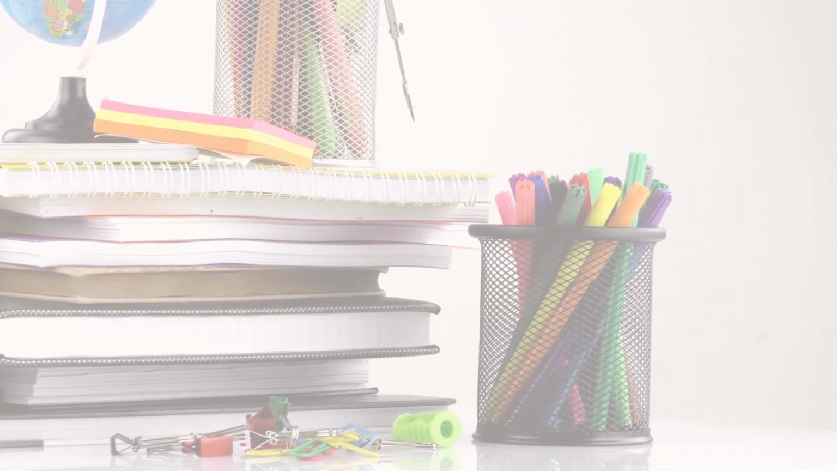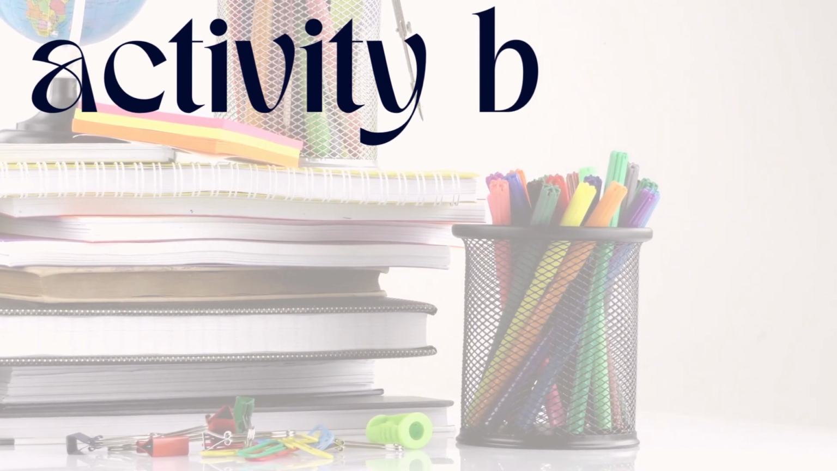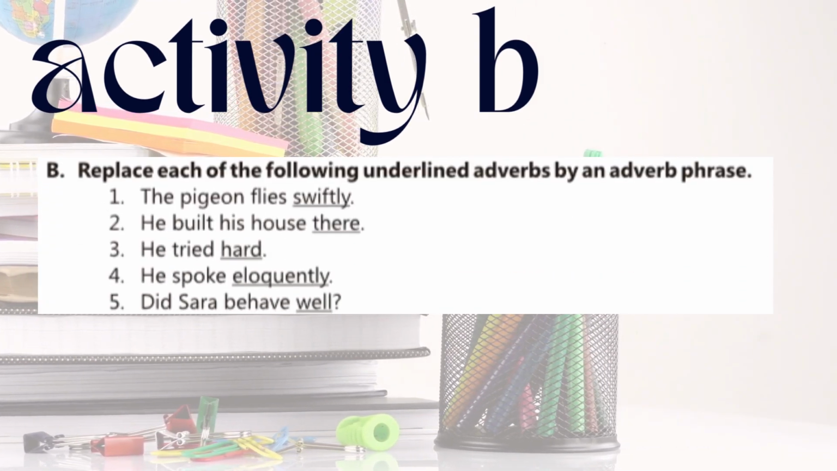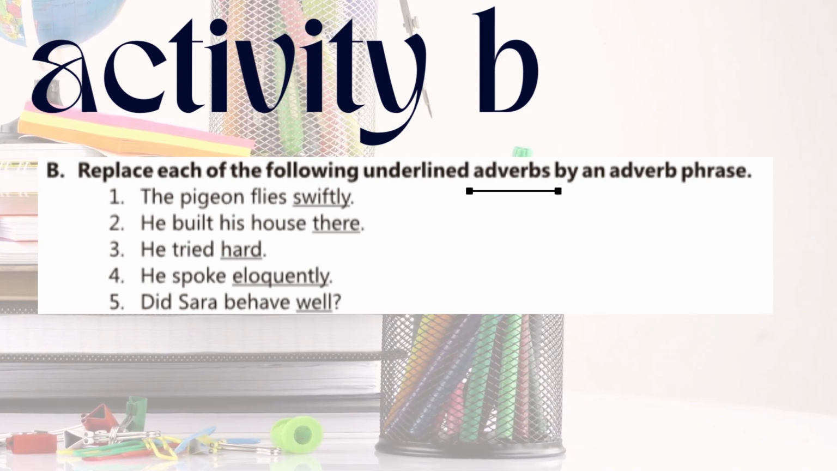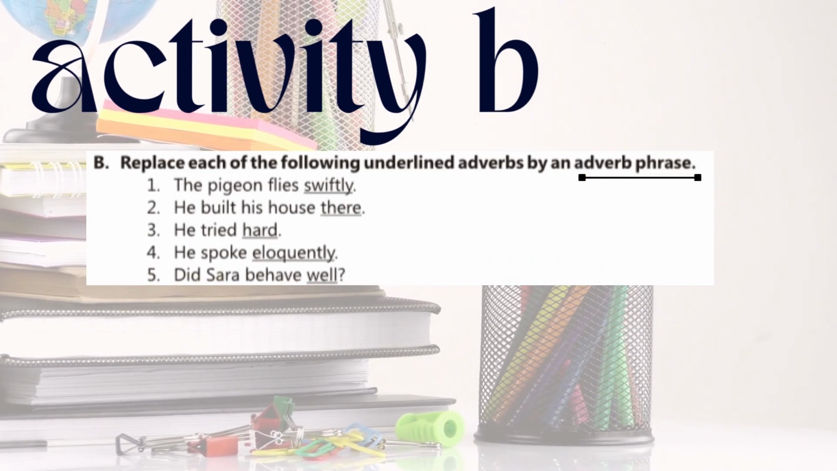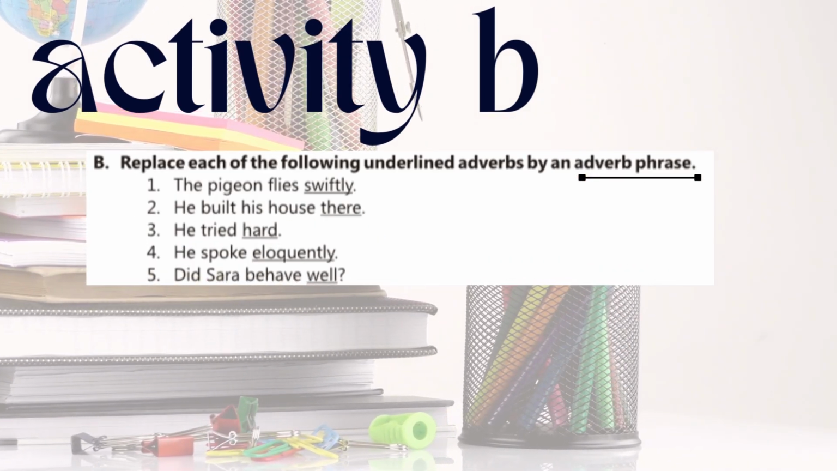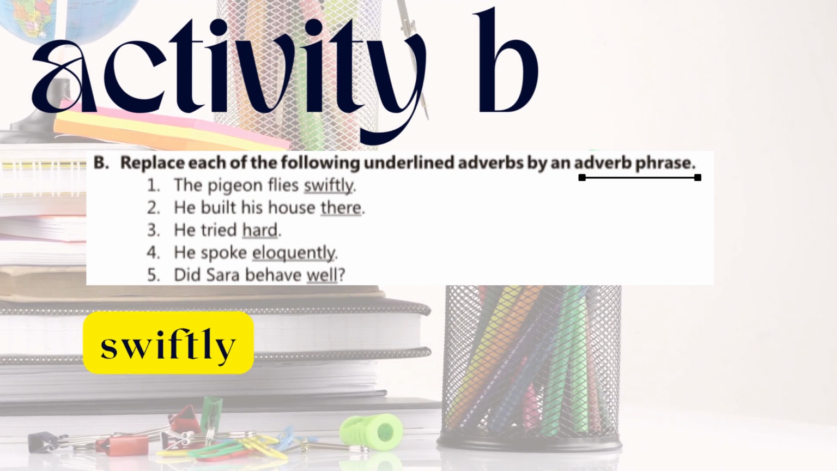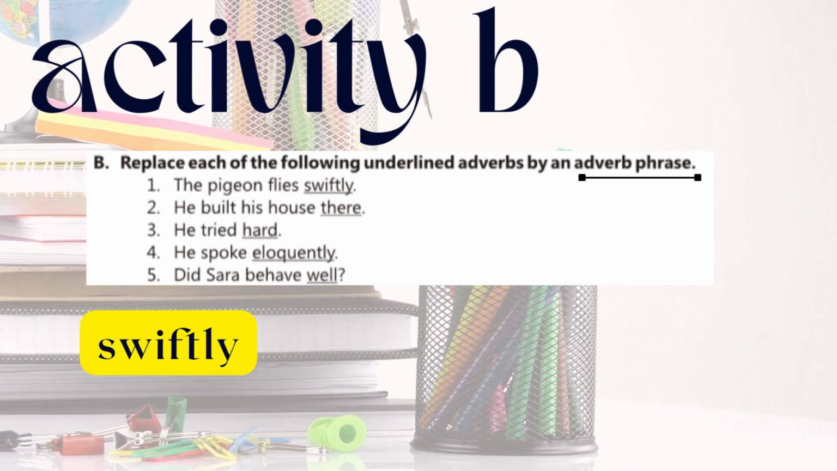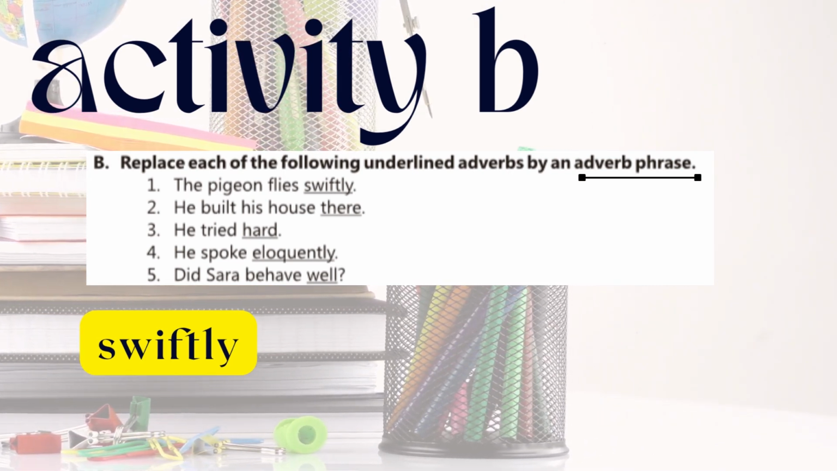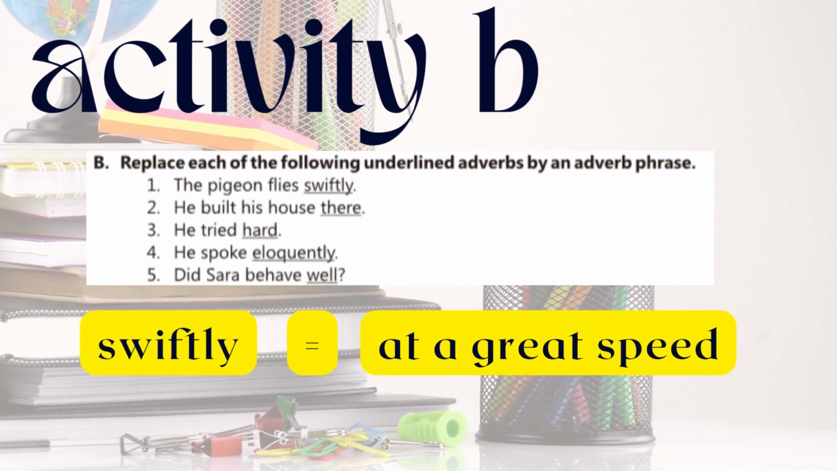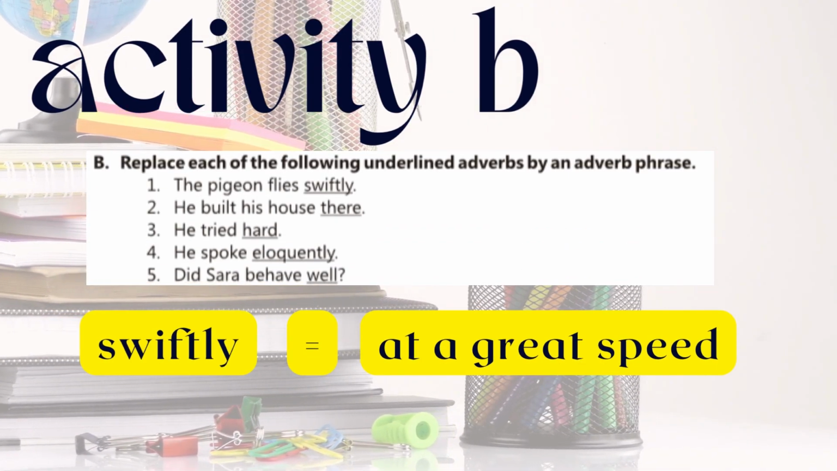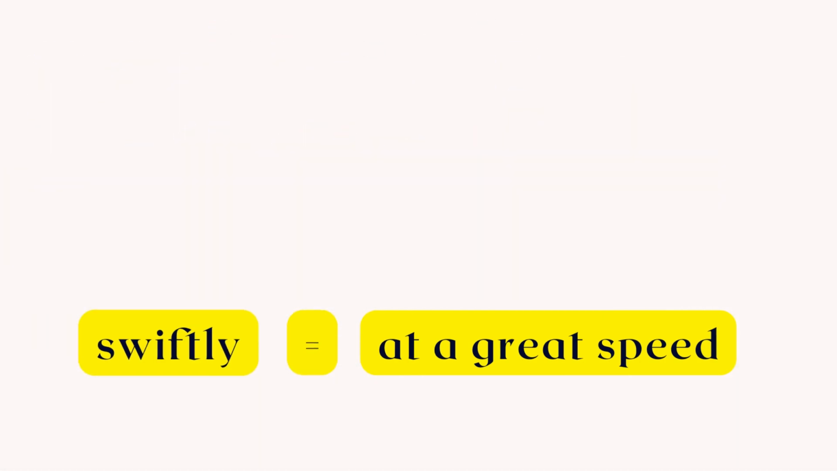It's activity B given at page number 87 of your textbooks. The underlined words are adverbs. You have to replace them with adverb phrases. For example, in the first example, swiftly is underlined. Swiftly is an adverb which means at a great speed. By following the same pattern, complete the remaining activity.